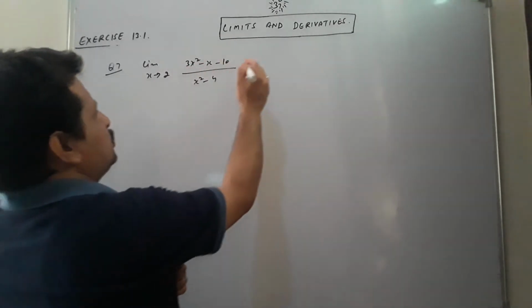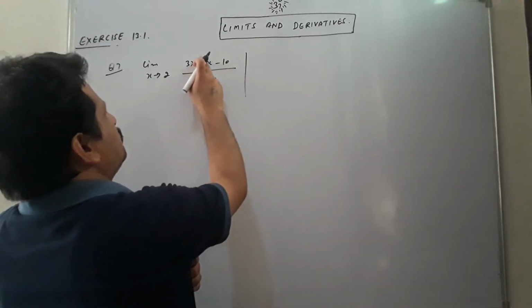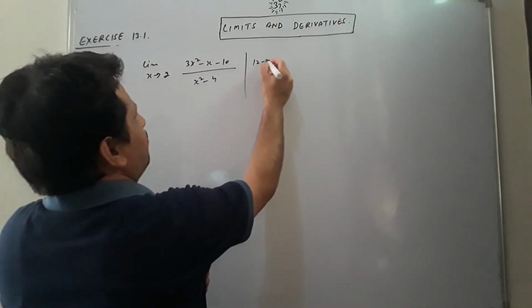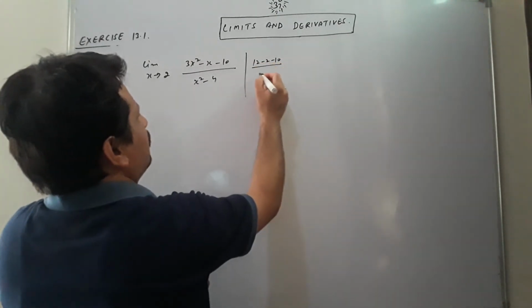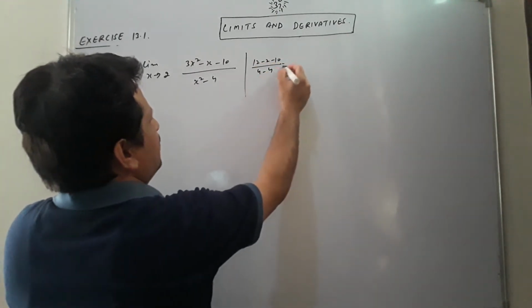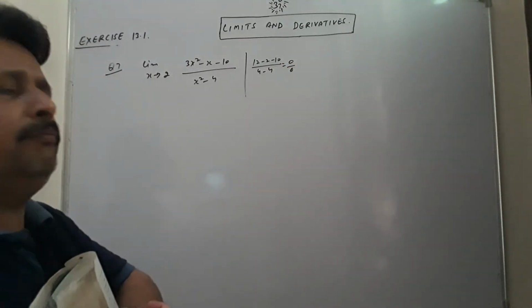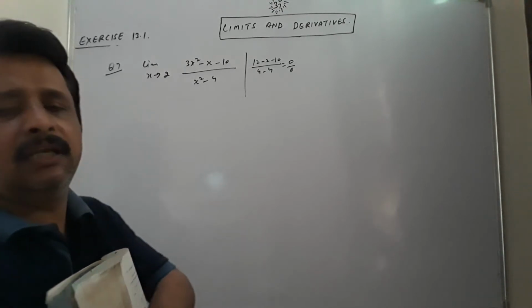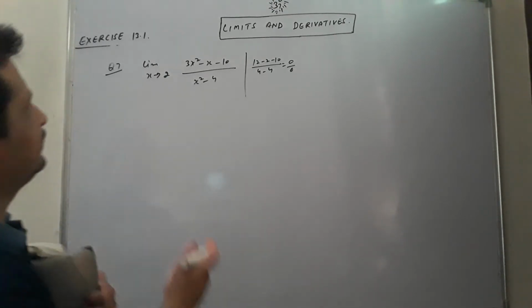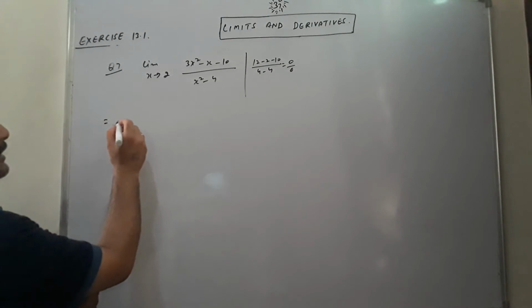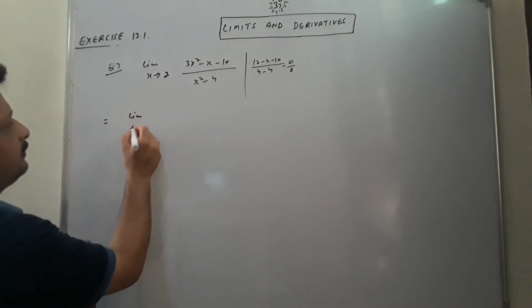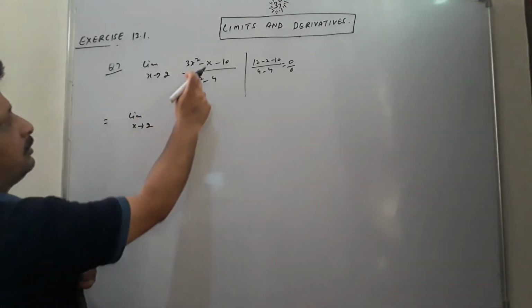While we put this 2 here, it will come as 2 2s are 4, 4 3s are 12, 12 minus 2 minus 10 upon 4 minus 4. And students, if you see that, once again it will come in the 0 by 0 form, indeterminate form. It means we have to first simplify it, then we will write the value. So let us see. This is limit x tends to 2, simplify it.